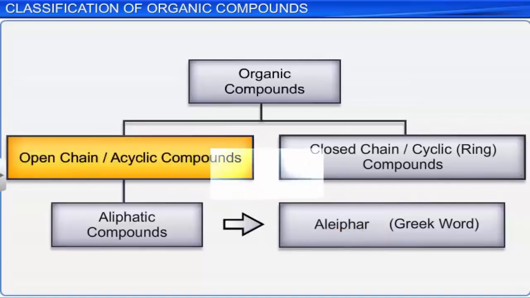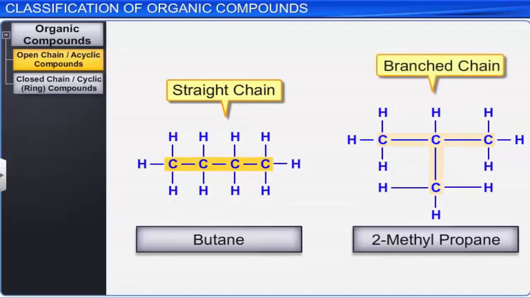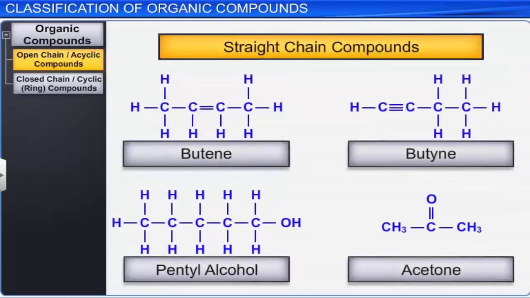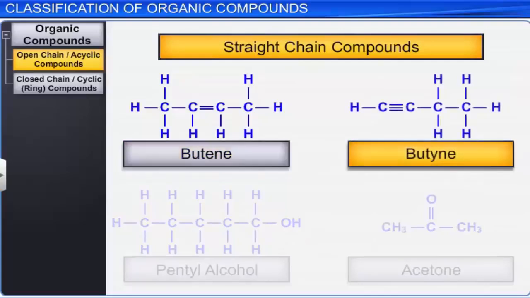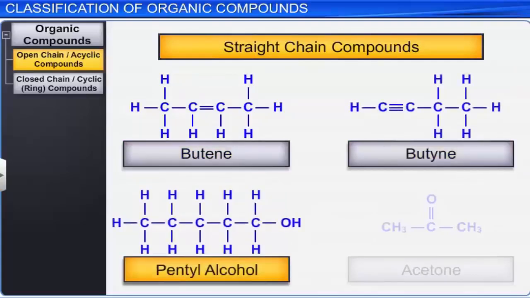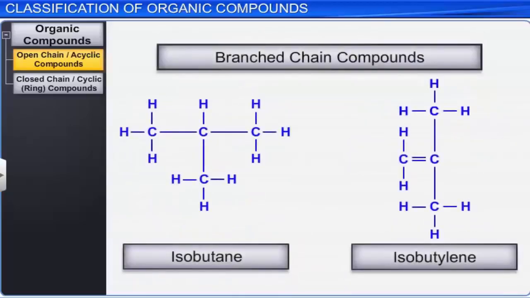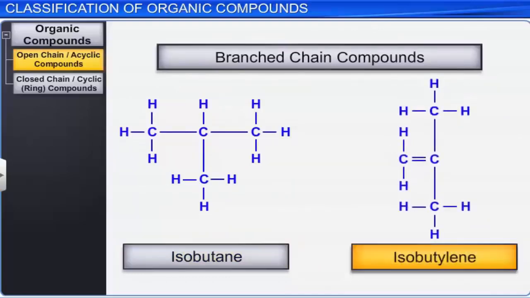Open chain or acyclic compounds are compounds in which carbon atoms are linked by straight or branched chains. Some examples of straight chain compounds include butene, butyne, pentyl alcohol, acetone. Some examples of branched chain compounds are isobutane, isobutylene.